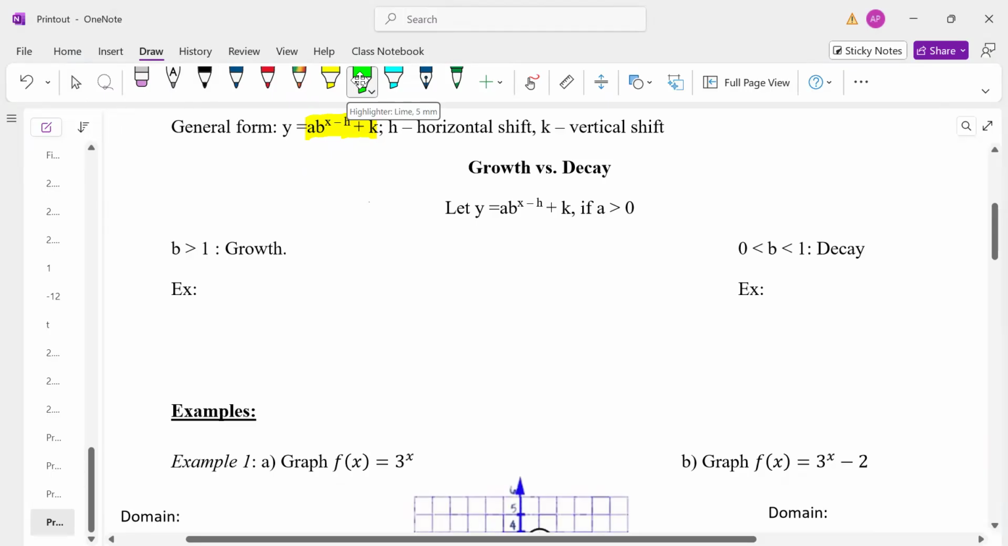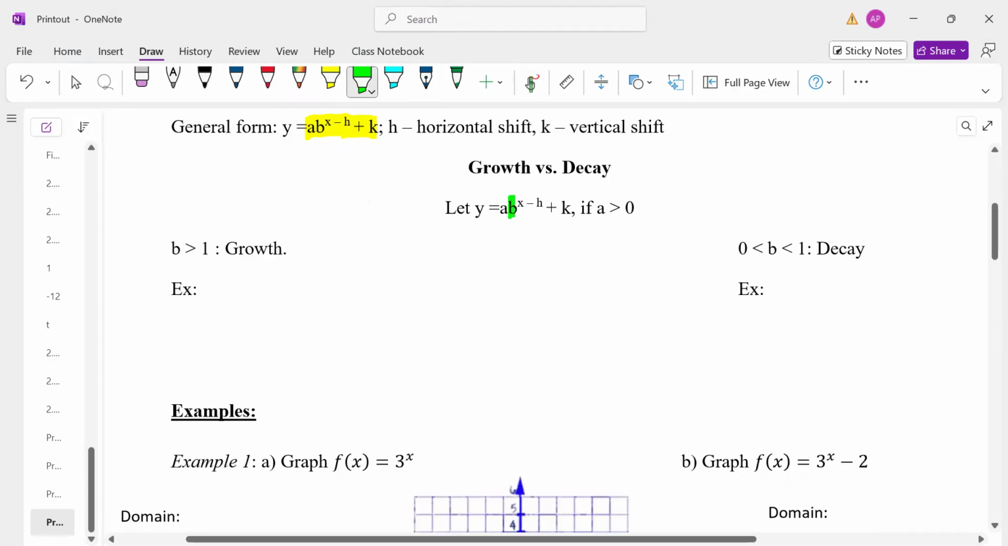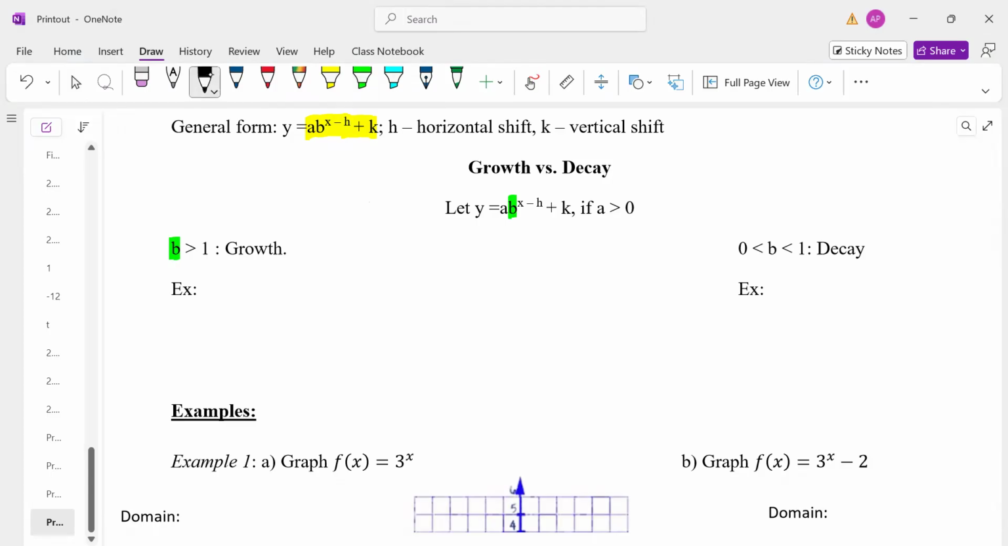So if you have the base that is strictly greater than 1, then you have exponential growth. For example, y equals 2 to the power x. If that's the case, then your exponential function will look like this. So it will be growing.